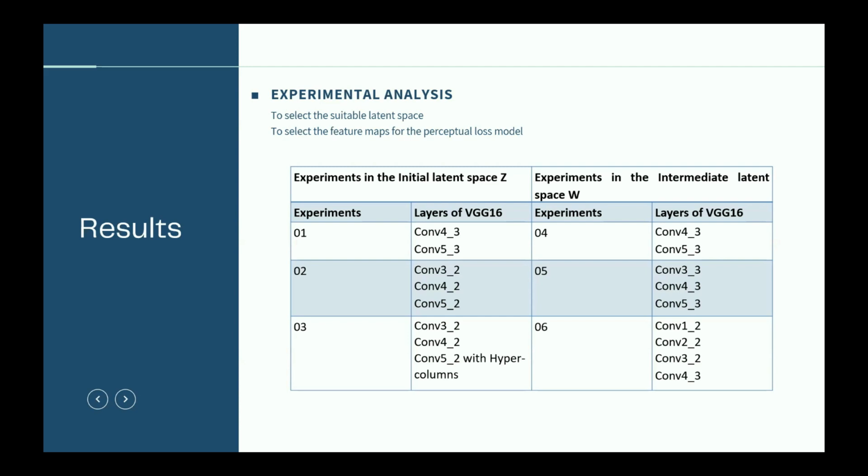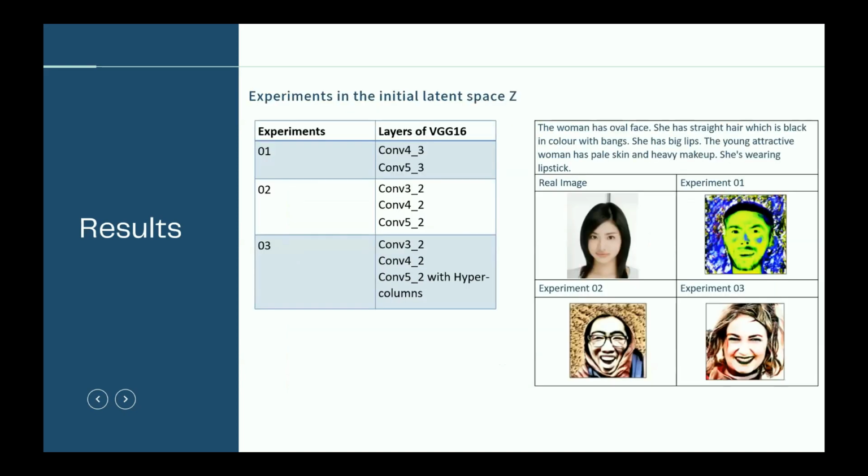In order to do this, we designed two sets of experiments, in the initial latent space and the intermediate latent space. If we look at the experiments in the initial latent space, we conducted three experiments, and in the first experiment we could not generate a realistic image. It just showed the structure of the face, and we assumed it was because of the perceptual loss function.